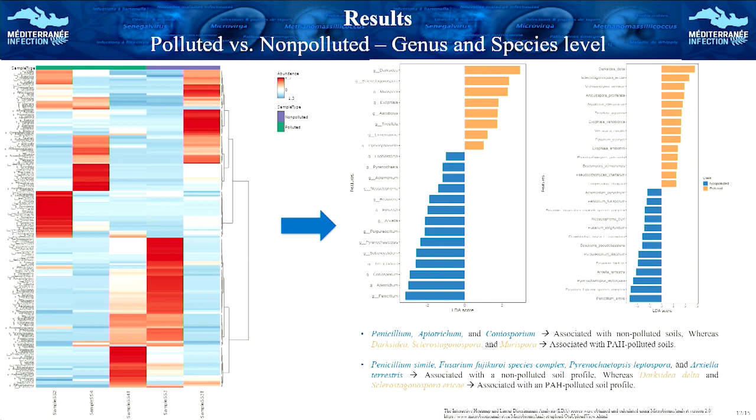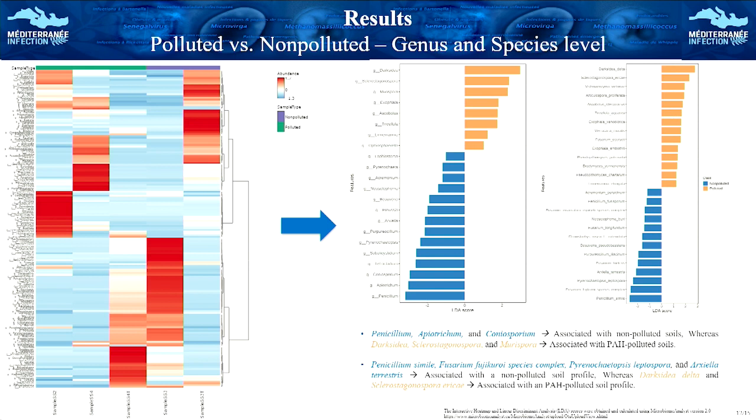Of course, an additional number of samples will be required to confirm the speculation, but it gives us a good indicator. So alongside Penicillium, Apiotrichum and Coniosporium were also more likely associated to non-pH polluted soil profiles, whereas on the other hand, Darksidea, which is a novel fungal genus, alongside Sclerostagonospora, were more likely associated to a pH polluted soil profile.